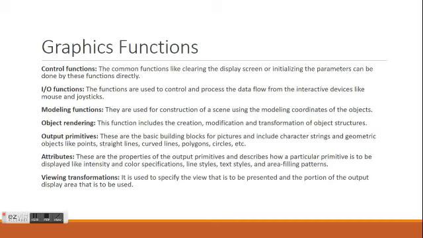There are output primitives, which are the basic building blocks of pictures and include character strings and geometric objects like points and polygons. Attributes are the properties of these output primitives, and they describe how a particular primitive is to be displayed, like its intensity or specifications. Viewing transformations are specifically used so as to view a portion of the output display area.